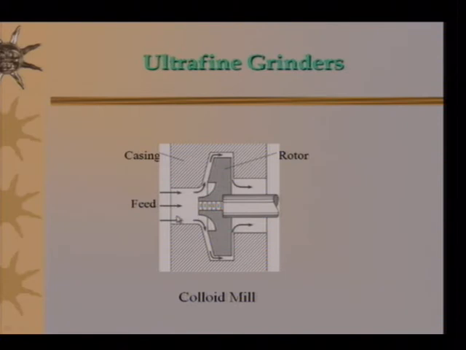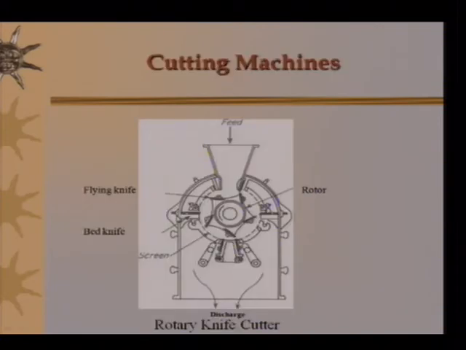Then you come to the next, that is cutting machines. Cutting machines are used for cutting different food materials into small pieces. If you see here, they have a rotor and flying knives. When the rotor rotates at high speed, the knives open up and fly, and they are used for cutting the material.